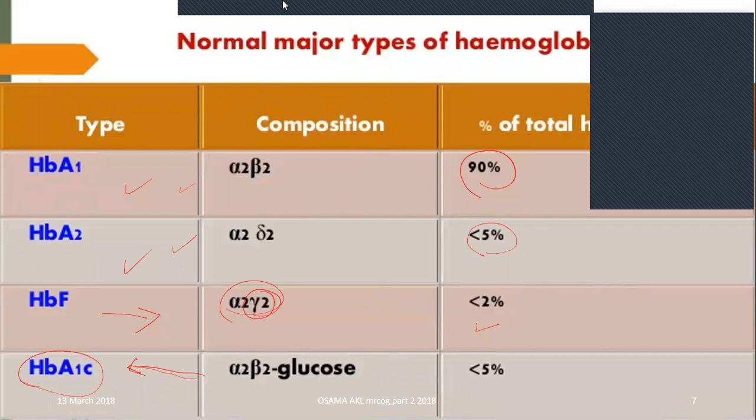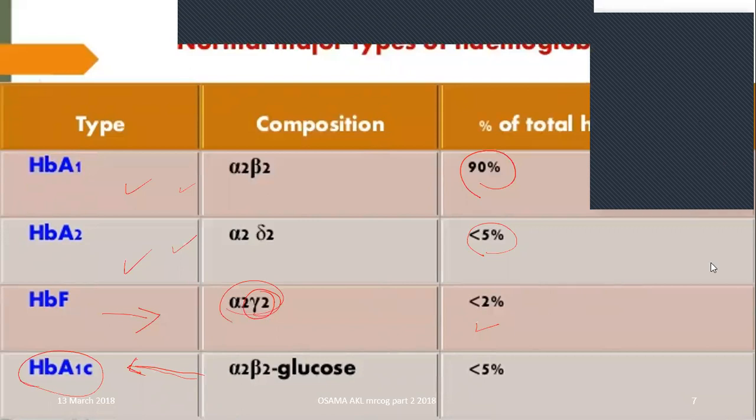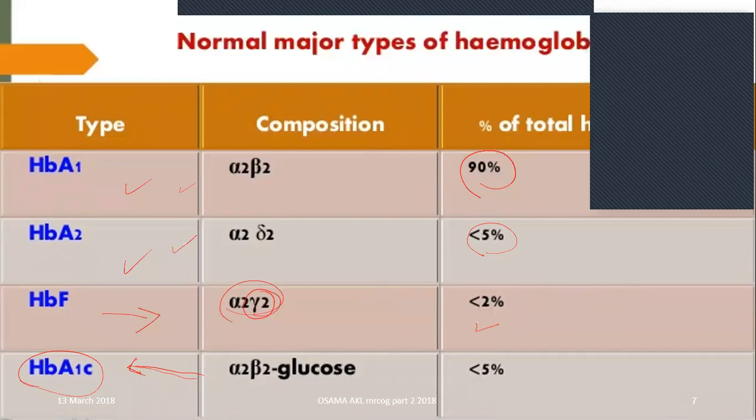Okay, Dr. Faiza? Yes, sir. Dr. Faiza, please can you tell me what is the significance of hemoglobin A1C to identify the status of chronic diabetes control during pregnancy?